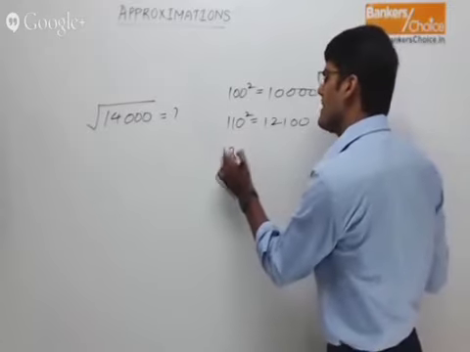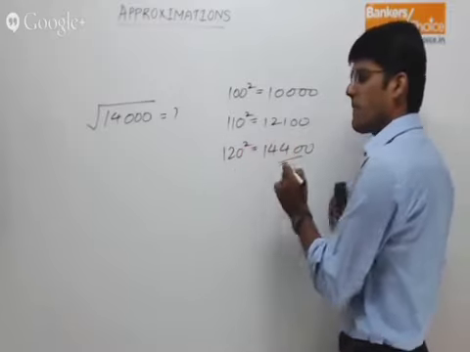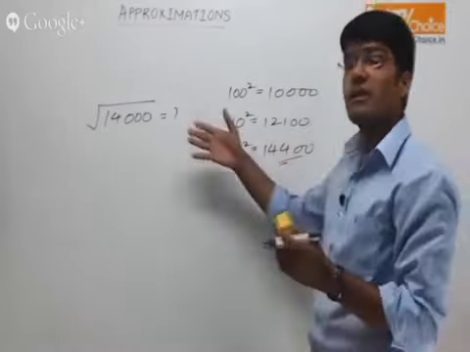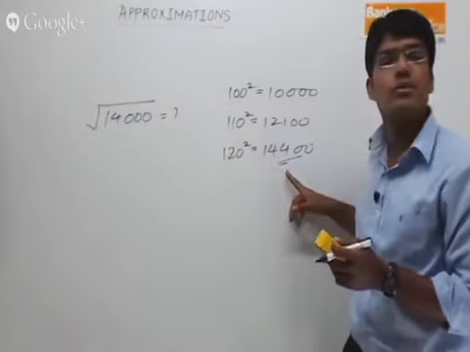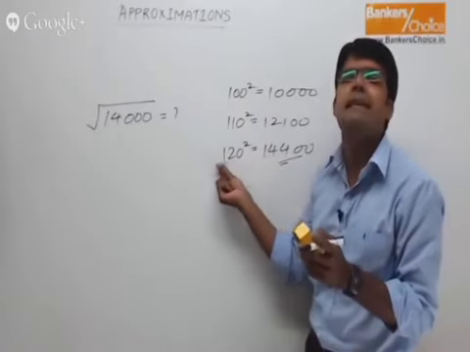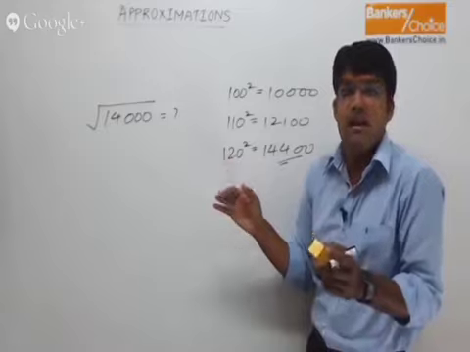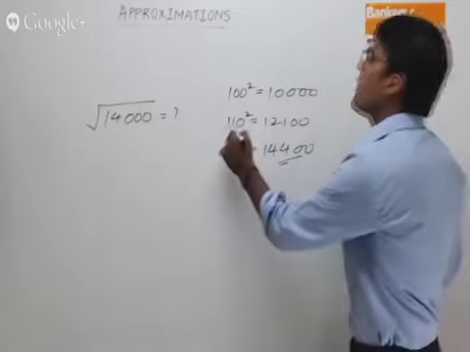Or if you go for 120 square, what is 120 square? 14,400. So here itself, before you go for the next calculation, you must understand that 14,000 is quite close to 14,400. So the answer has to be approximately close to 120, slightly less than 120. You can mark the answer there. But if at all we follow the procedure, then how do we get the answer? Look at this. Let's take 110 as the base.